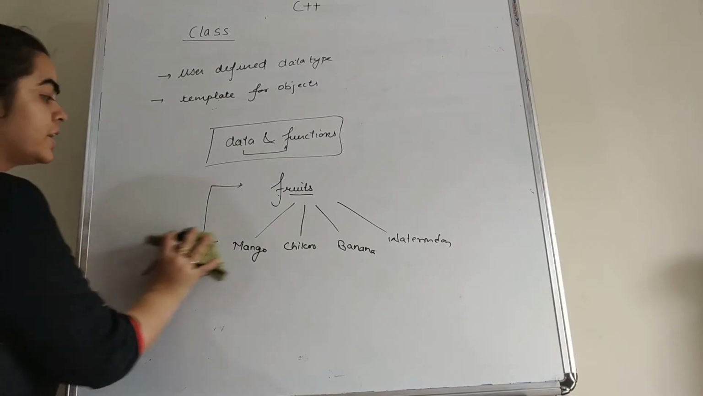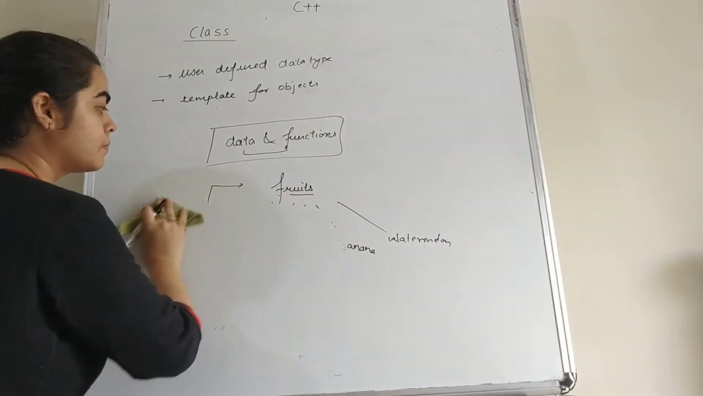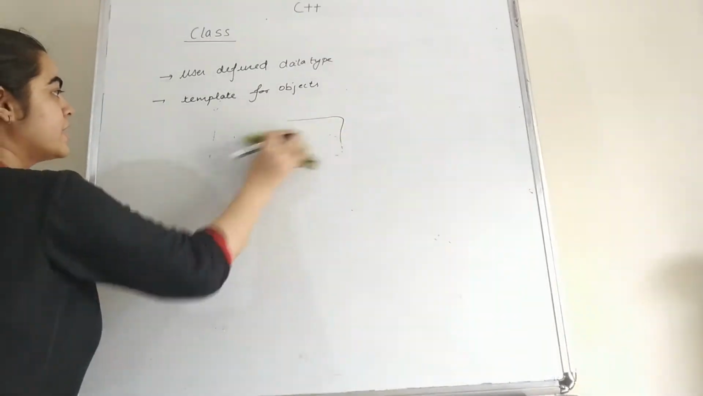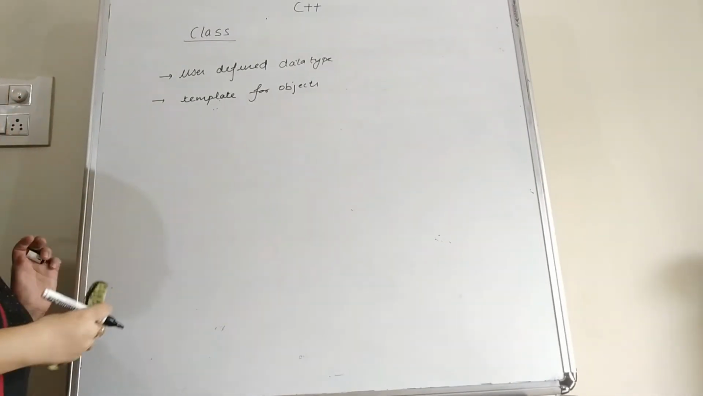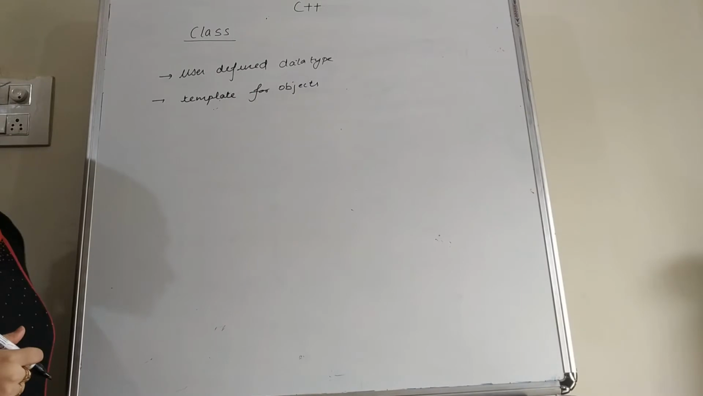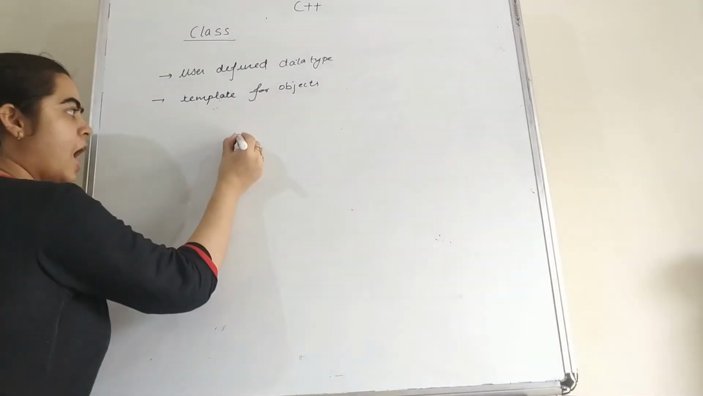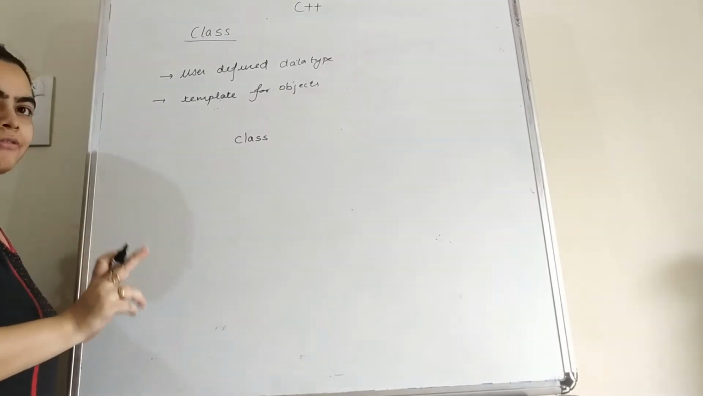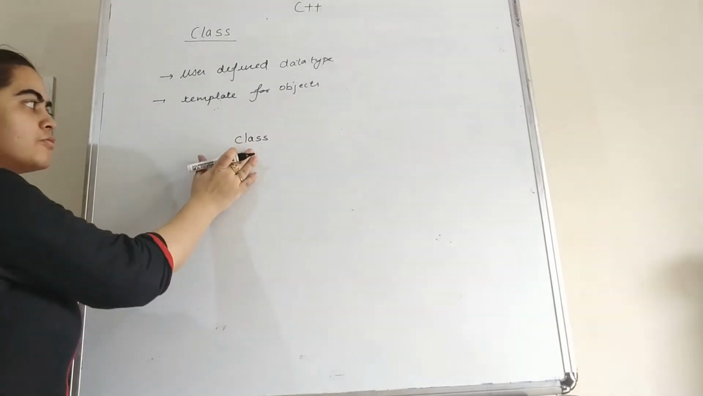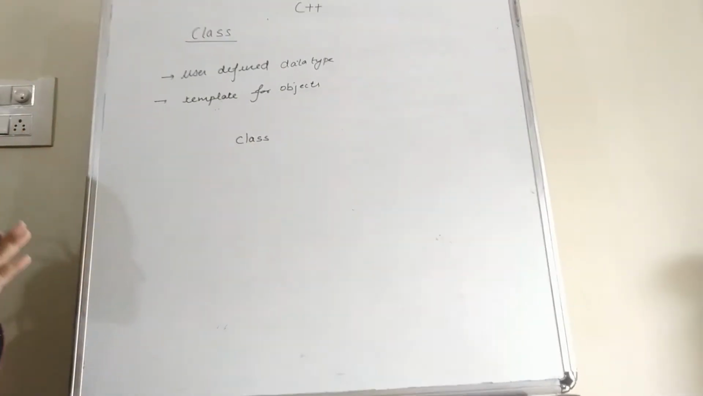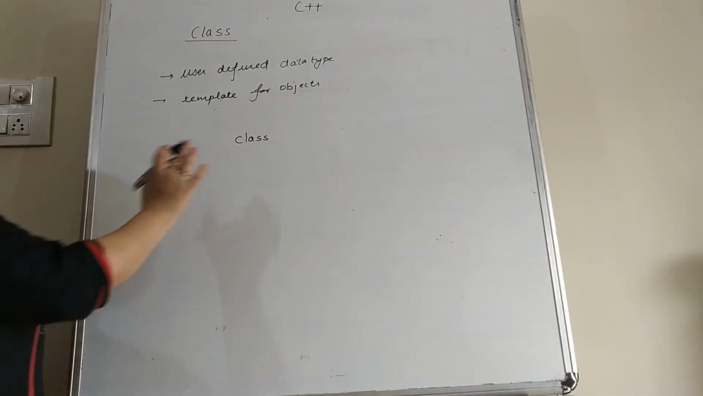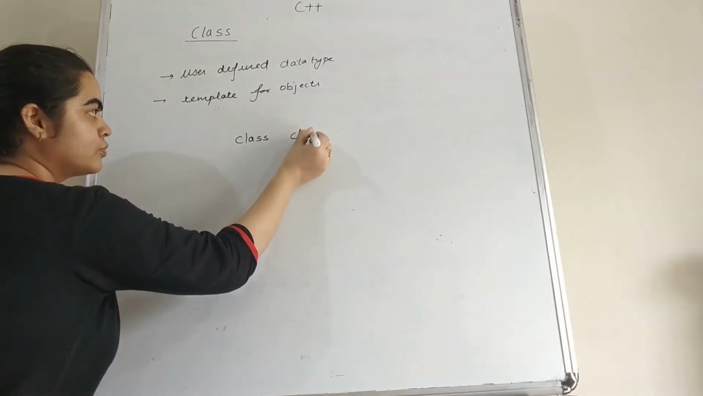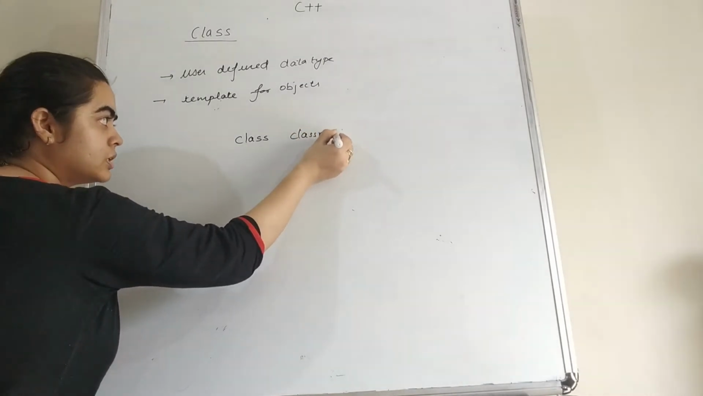Now students, we can see it with the help of an example. Firstly, we can see the syntax, how we can declare a class in C++. In order to declare a class in C++, we have to write a keyword, that is class. Now students, here you have to note one important thing, that we have to write class in lowercase only. So here we write class as it is. After this we have to write the name of the class.